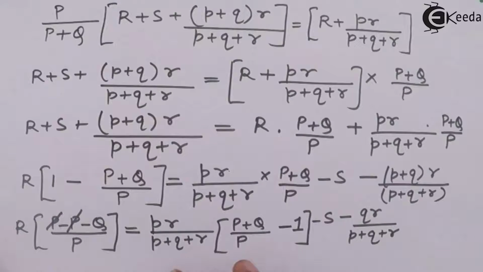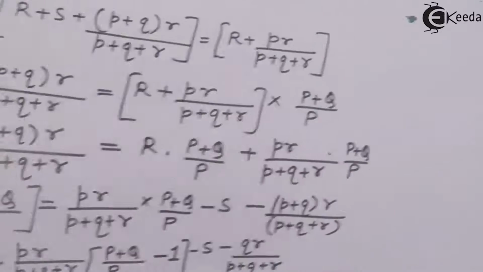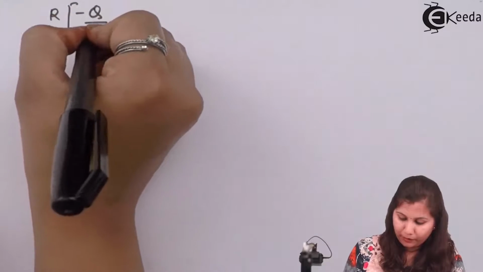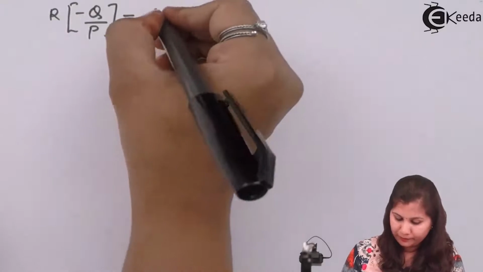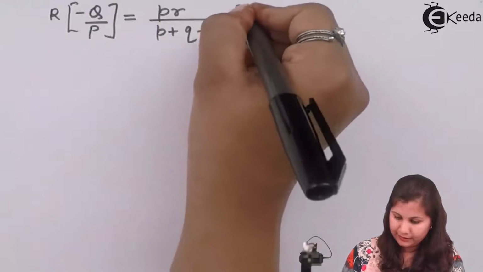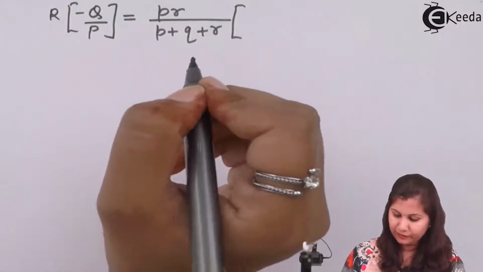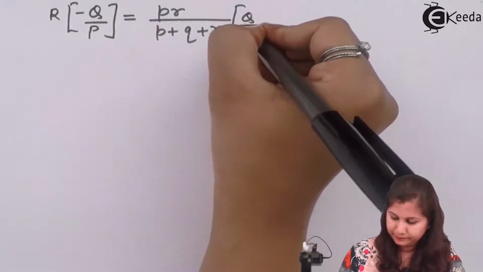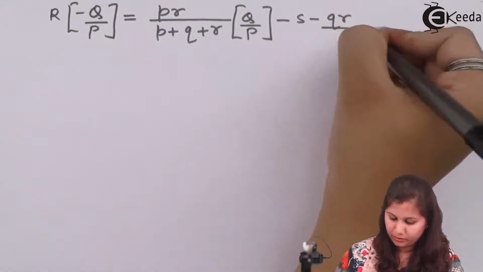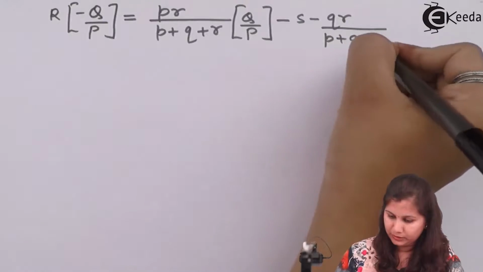Okay. Now let's do subtraction here also. So this will be P plus Q minus P upon P. Again P and P will be cancelled. We are left with only Q upon P. So let's simplify it further. We are having R into minus Q upon P equals PR upon P plus Q plus R, and inside we are left with Q upon P, minus S minus QR upon P plus Q plus R.